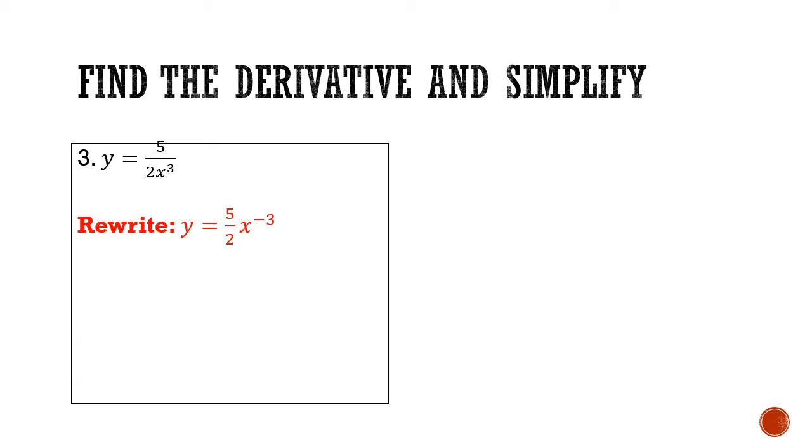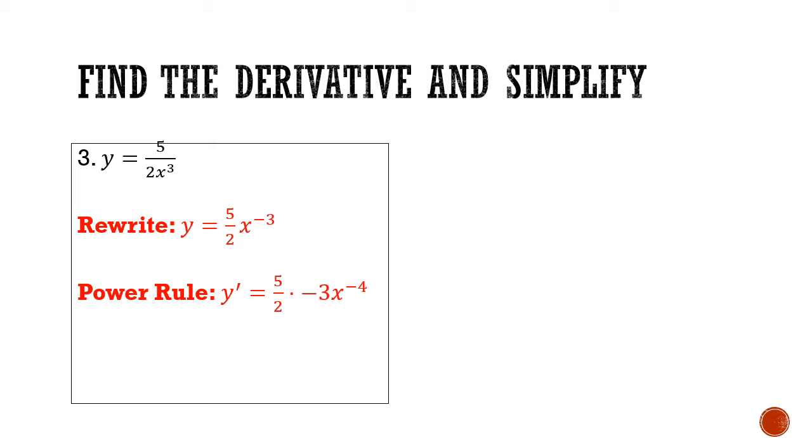So if you rewrote it and you have 5x cubed over 2, you want to pull the coefficients out to the front, the 5/2, and then it's 5/2 times the x to the negative 3. Now we're going to apply the power rule. So you're multiplying negative 3 to 5/2, and then subtract 1 from the negative 3.